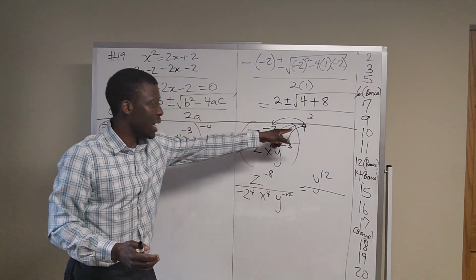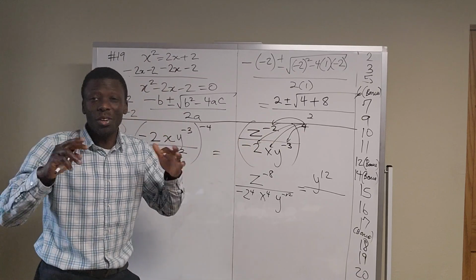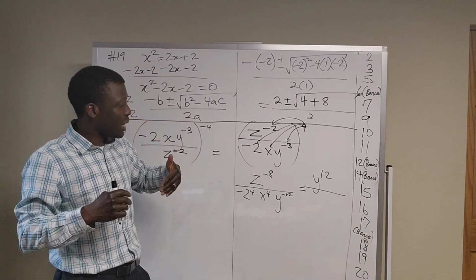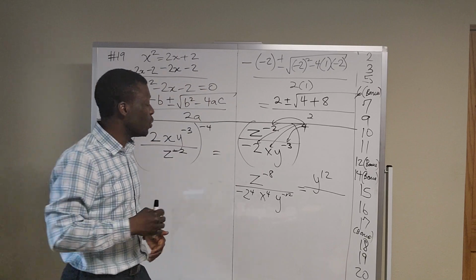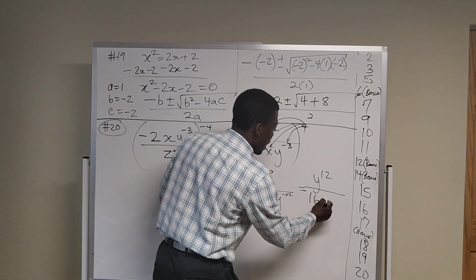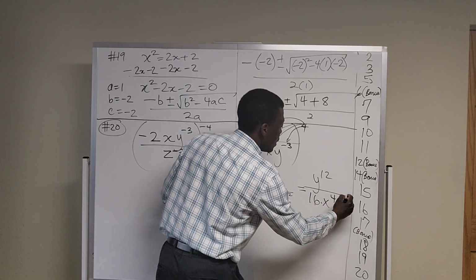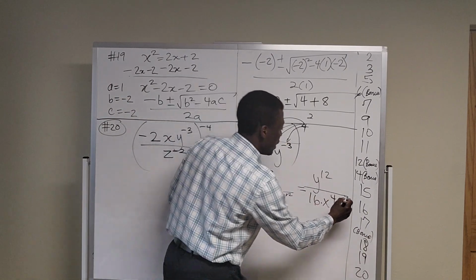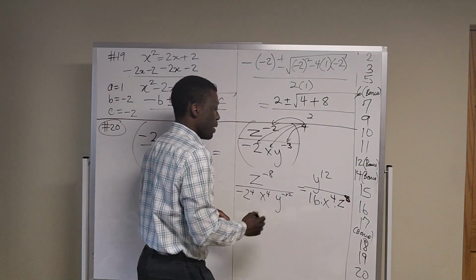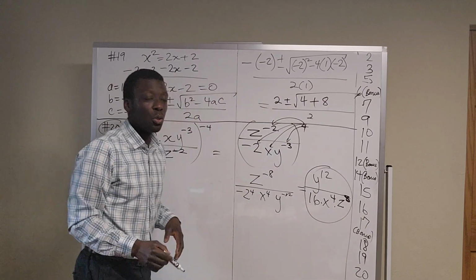And that 4 applies to that negative, essentially. So that becomes negative 2 times negative 2 times negative 2 times negative 2. So now we have 16 times x to the 4th times z to the 8th. Right? So basically, that is how we do number 20.